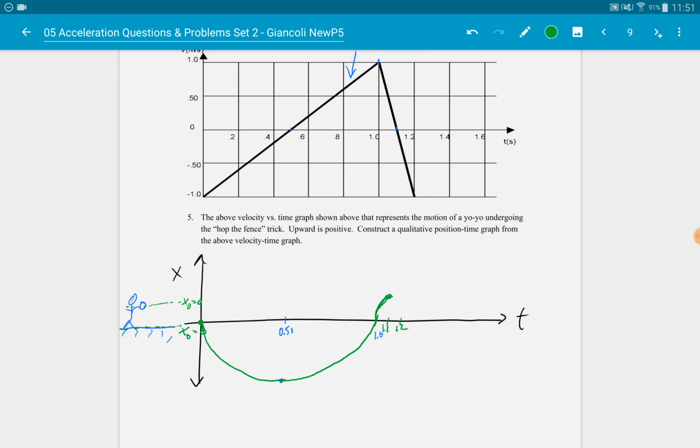Oh, and that's supposed to be a parabola. Yeah, well, that's not so good of a parabola. Let's see if I can redo that. So it's going to look something like that. Okay, yours might look a little bit better than mine, hopefully, in this case.